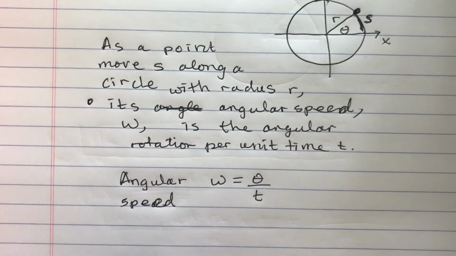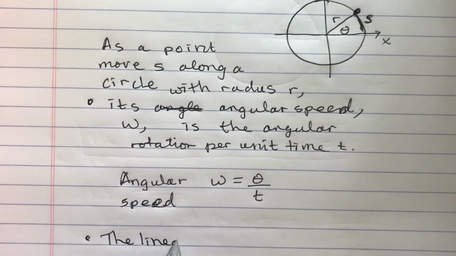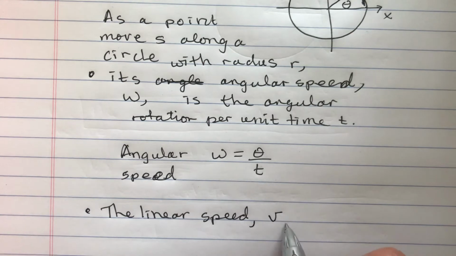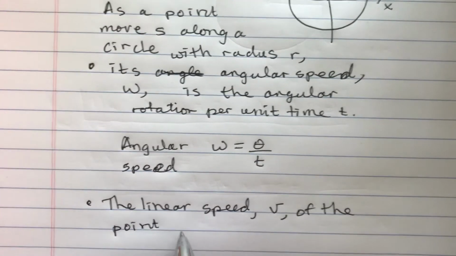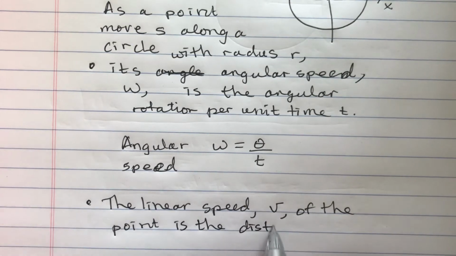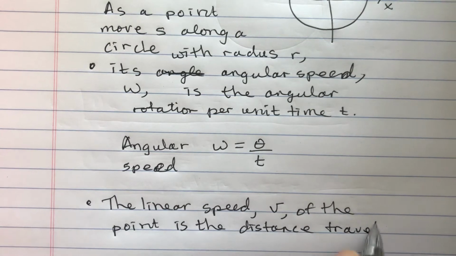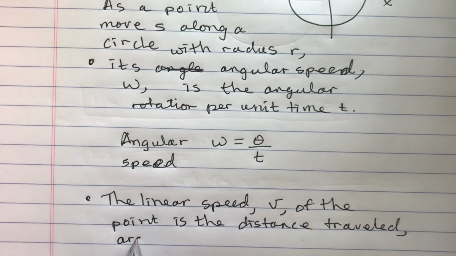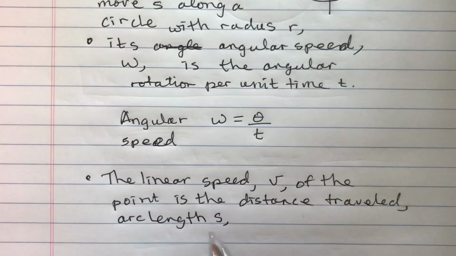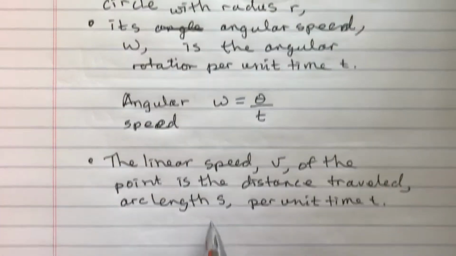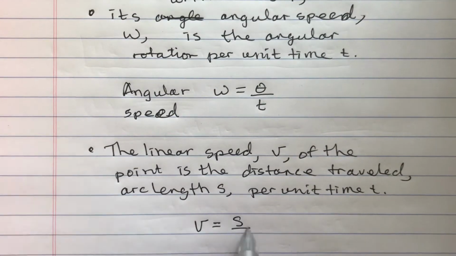And then the linear speed, which is V, of the point, is the distance traveled, which would be the arc length S, per unit time t. So we're going to get V is equal to S divided by t.